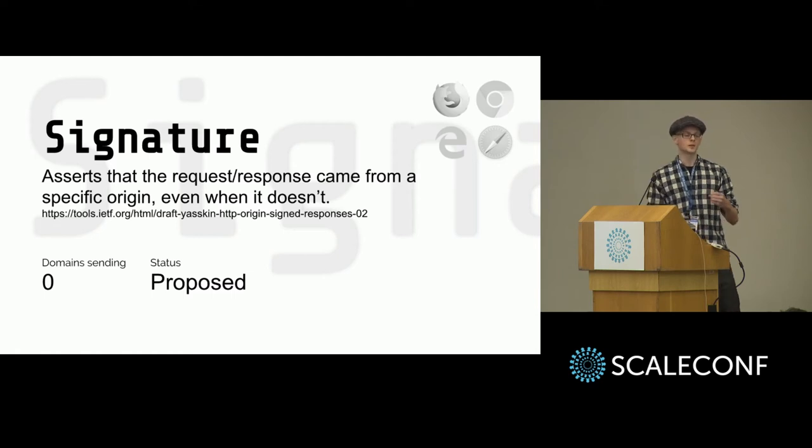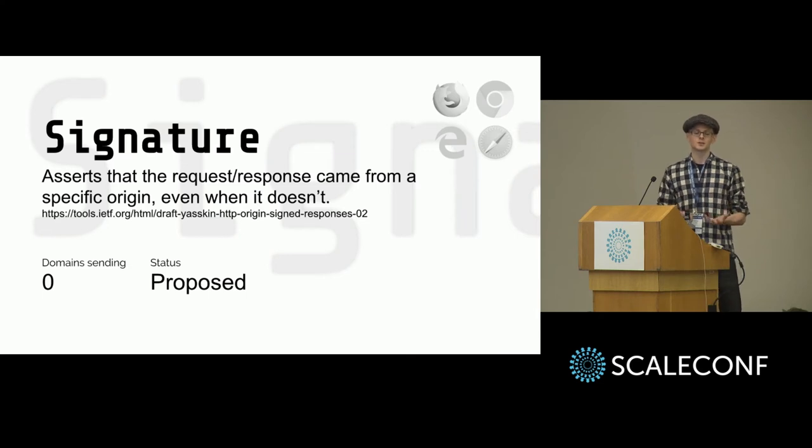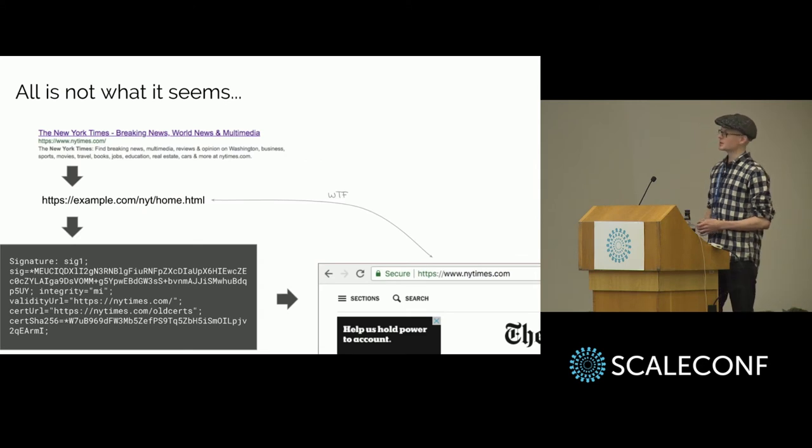Now, let's say we were to load a New York Times article from a different connection, like, say, example.com were to serve a New York Times article. That content, the browser can't assert that that content belongs to the New York Times. So the signature header allows that capability.